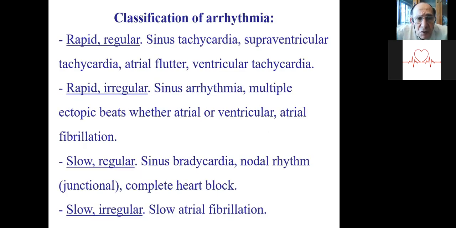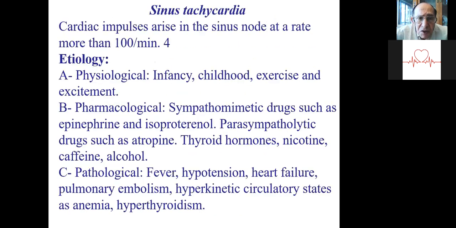Arrhythmia is divided into rapid and slow. When it is above 100, it is called tachyarrhythmia. Below 60 is called bradyarrhythmia. And it is regular or irregular. Rapid regular causes are sinus tachycardia, supraventricular tachycardia, atrial flutter, ventricular tachycardia. Rapid and irregular is atrial fibrillation. Slow and regular: sinus bradycardia, nodal junctional rhythm, or complete heart block. Slow irregular is slow atrial fibrillation.